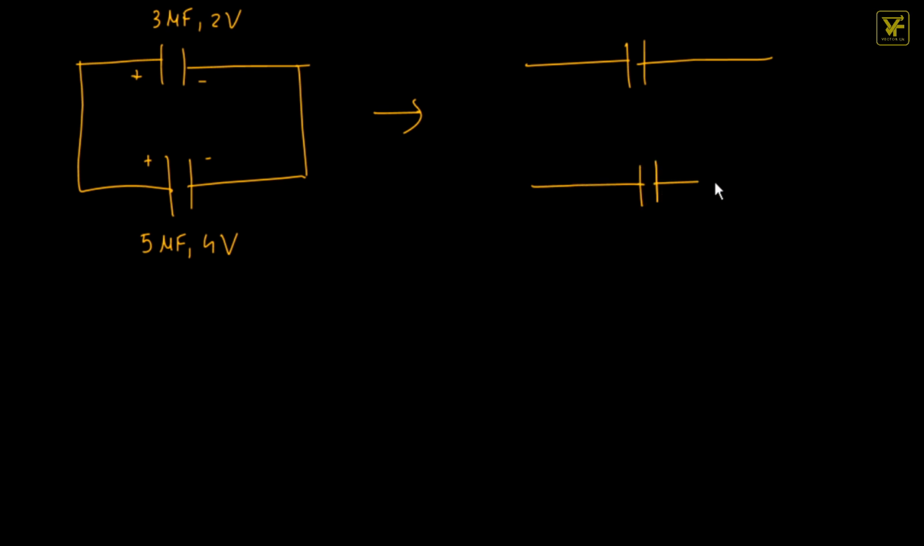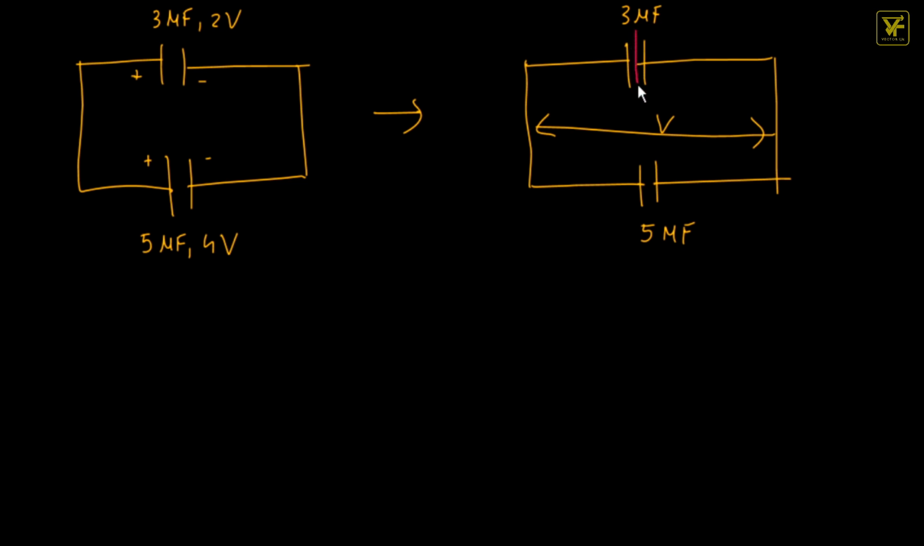Again do the same thing. I'll draw the circuit again. This is 3 microfarads. This is 5 microfarads. And finally the potential across both of them has become same, that is V. You want to find V. What you need to do is understand that if I draw a boundary separating the left hand side of the circuit from the right hand side of the circuit, then you can clearly see that this left hand side circuit is completely isolated from the right hand side.